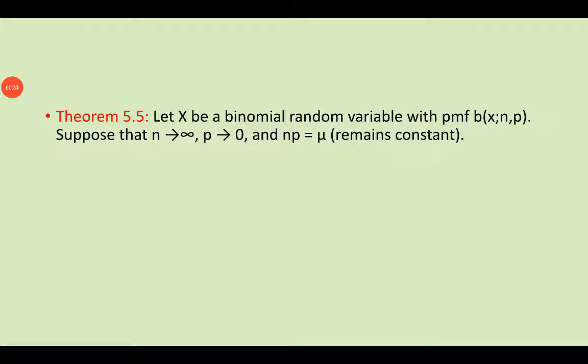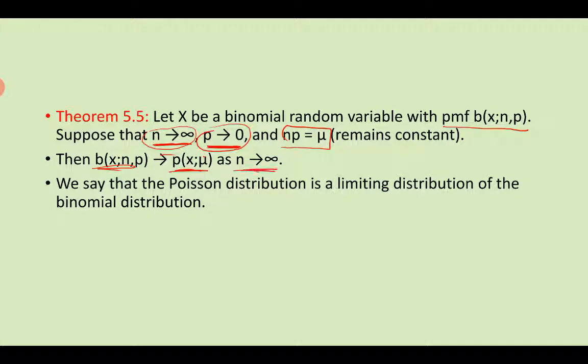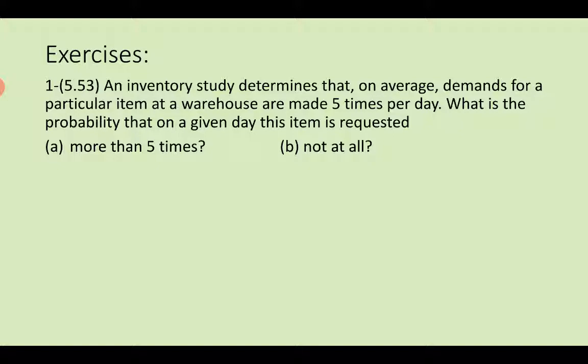Let's take another example. There is a theorem. Let x be a binomial random variable with probability mass function b. When n goes to infinity, n is very big, and the probability p is very near to 0, very small, and np, the product of n and p, is your average and remains constant, then the binomial distribution becomes a Poisson distribution. So binomial becomes Poisson when n goes to infinity. We say that the Poisson distribution is a limiting distribution of the binomial distribution.